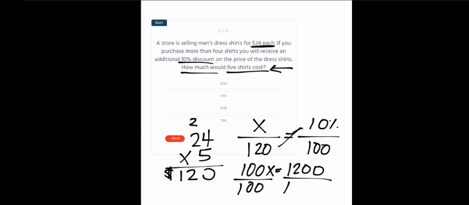I'm going to divide by 100 because I want the x by itself. And when I do that, I can eliminate some zeros. So x equals $12. Is that the price of the shirts? No, that's how much I save. So now I'm going to do $120, which is my original price, minus the $12 that I save.